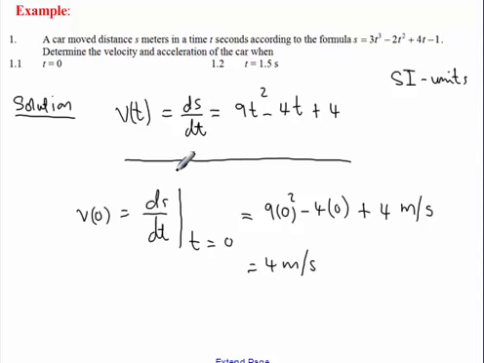Okay. Now the next thing is velocity at t = 1.5. And this one, I'll ask you to do it yourself. DIY.